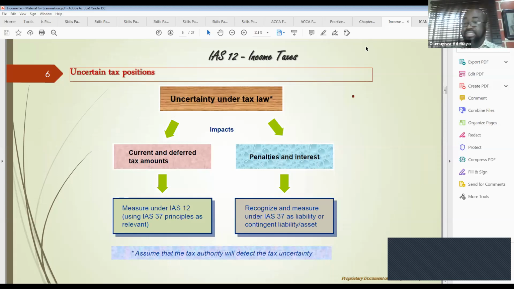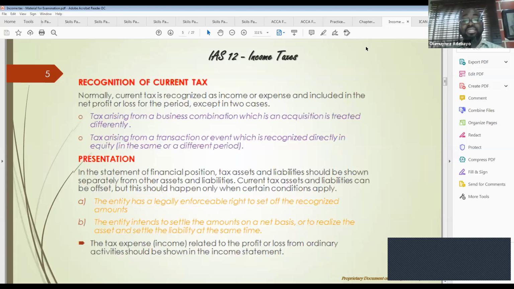But let's also bear it in mind, which I'll come back to, how do we present current tax in the financial statements?